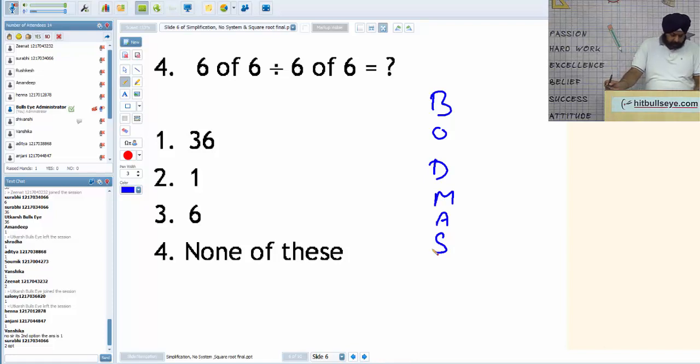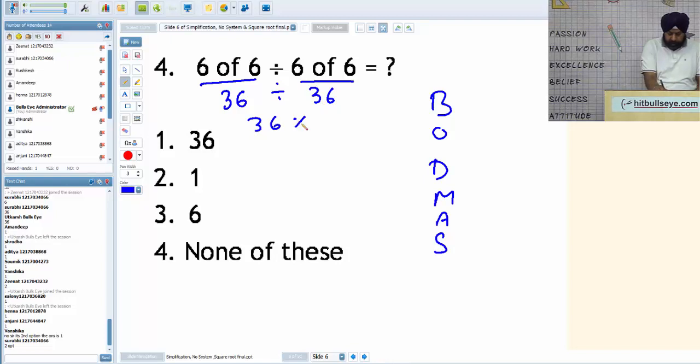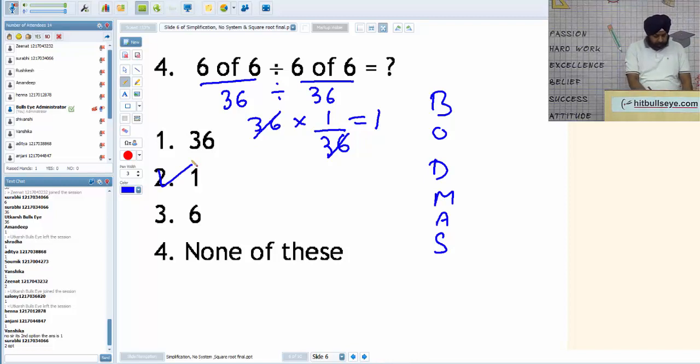Yes, Surbi, it's the second option. So 6 of 6, 6 of 6. Of should be solved before division. 6 of 6 is 36, divided by 6 of 6 which is 36. 36 divided by 36. When you solve division, you multiply by the reciprocal. So the answer is 1. Hence the second option. Yes, okay. You are correct.